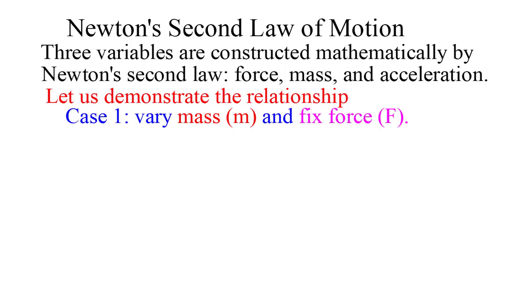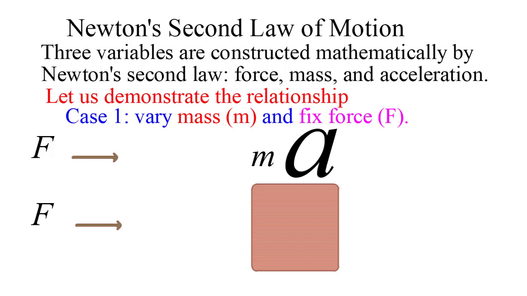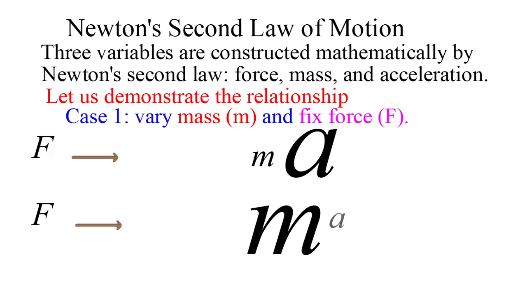It means that we apply an equal magnitude of force on different sizes of mass. For example, if we apply a force F on this mass, it accelerates. Now, the mass is smaller and the acceleration is larger. Now we take a bigger mass. This time, if we apply the force, it accelerates less. As you saw, now the mass is bigger and the acceleration was smaller.